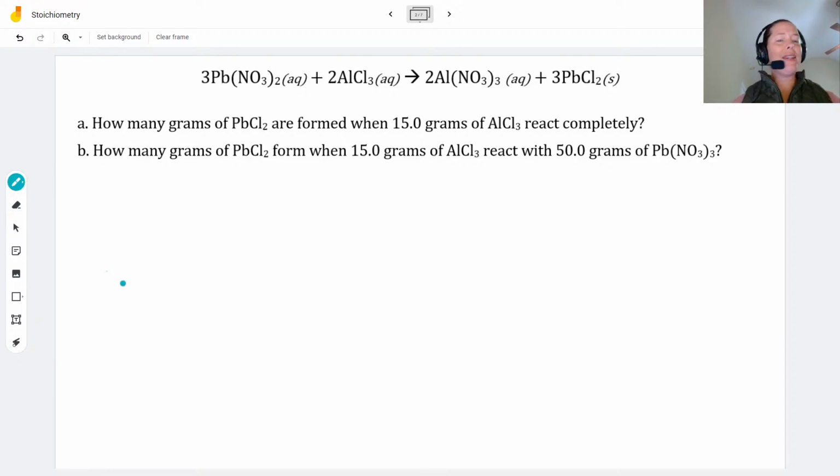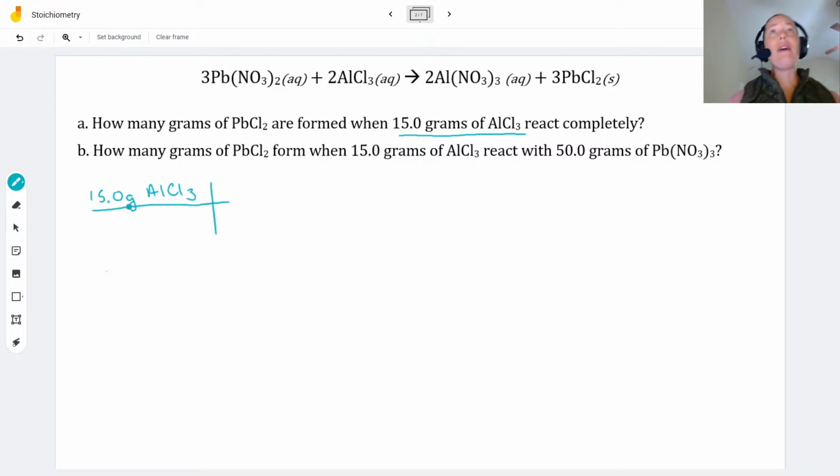All right. Starting with A first, this is easy. It is stoichiometry, but it's also very similar to straight up dimensional analysis. So I am going to let my units lead me in a lot of these steps. I'm starting with grams of aluminum chloride. That's my start point, and I'm trying to get to grams of lead chloride. So start with what we're given: 15 grams of aluminum chloride.